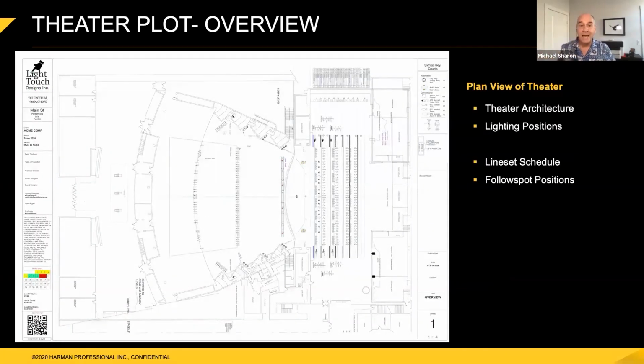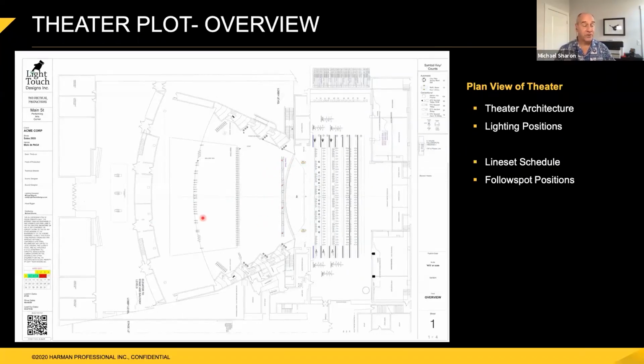So let's look at a typical light plot for a theater. Here I have an overview of the entire space. It gives me a good idea, with a little cursor, I can see here I've got follow spots over in this area. I've got my stage space.